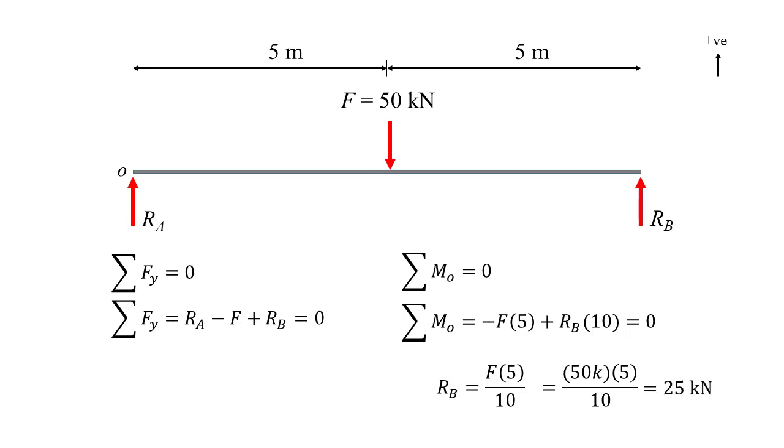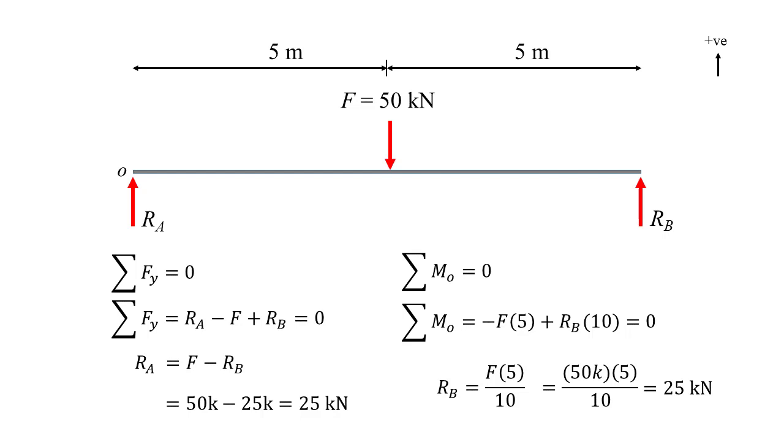Note that the answer is positive, indicating that RB points upwards as expected. Now that we know what RB is, we can then solve for RA using the vertical force equations. So transposing this equation gives RA being equal to F minus RB, which is 50 kilonewtons minus 25 kilonewtons, being equal to 25 kilonewtons. So in this example, RA and RB have the same magnitude of 25 kilonewtons.